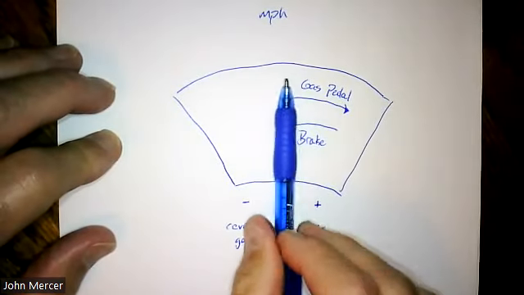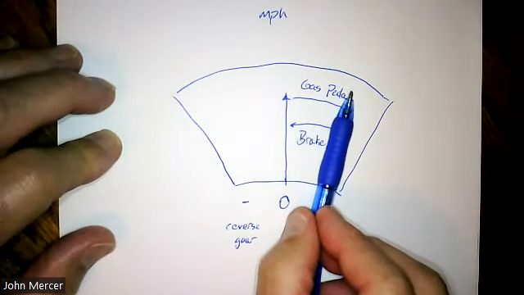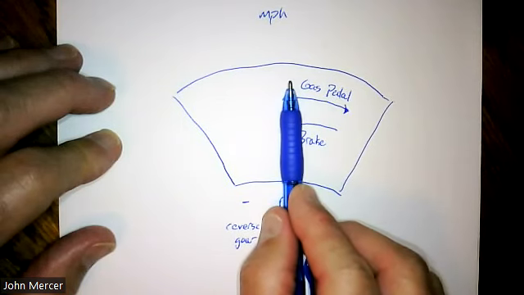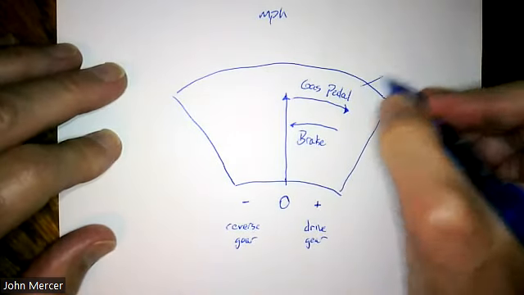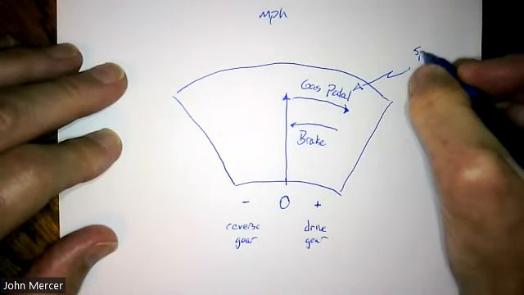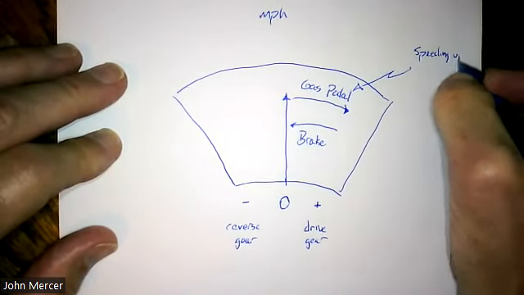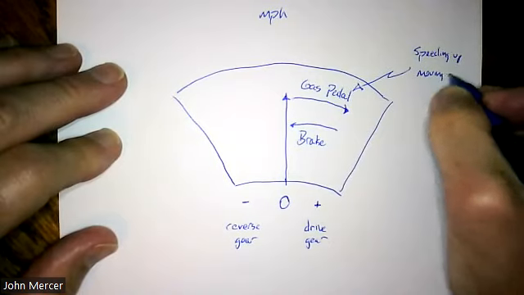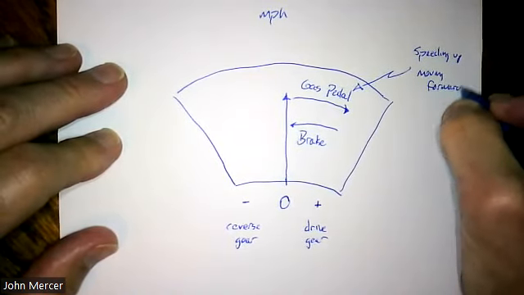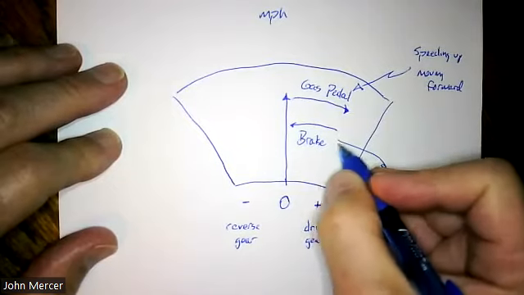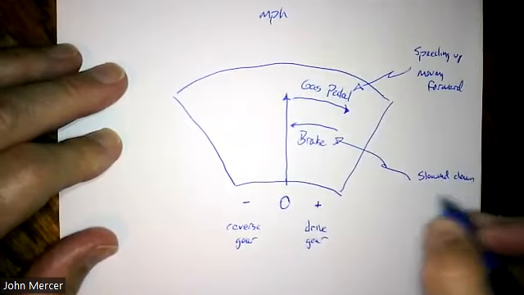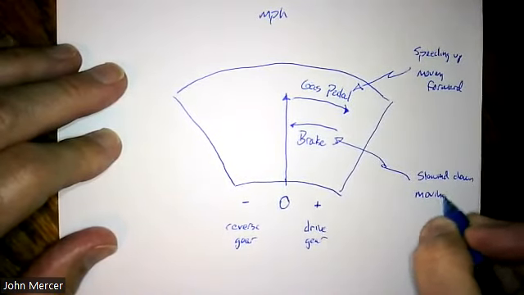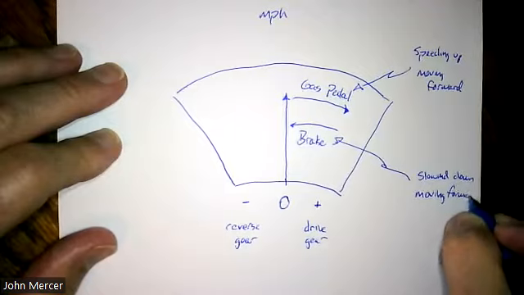So now I have a situation where I'm speeding up and then another situation where I'm slowing down while moving forward because I'm in the drive gear. All right, so I'm going to put another little arrow here. I'm going to say speeding up, moving forward. And I'm going to do a little arrow here. I'm going to say this is slowing down, but I'm still moving forward.